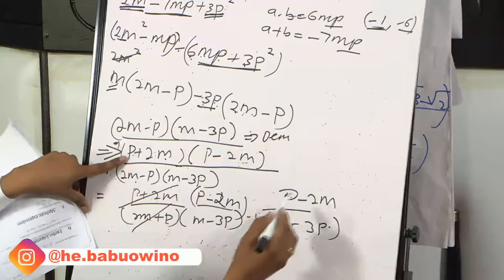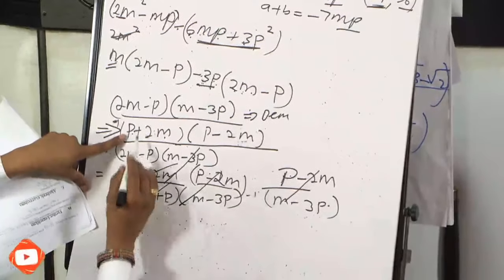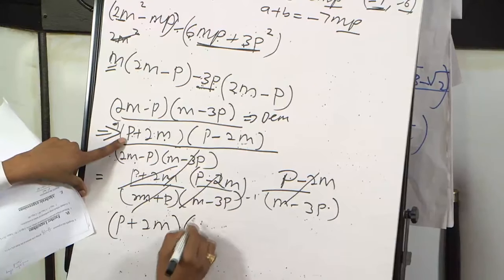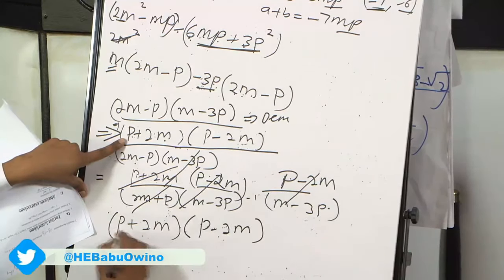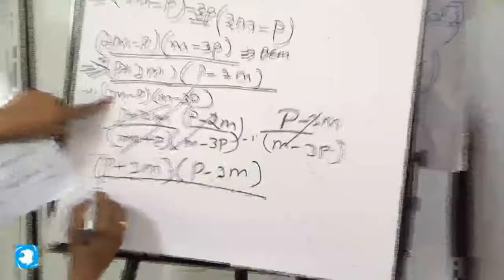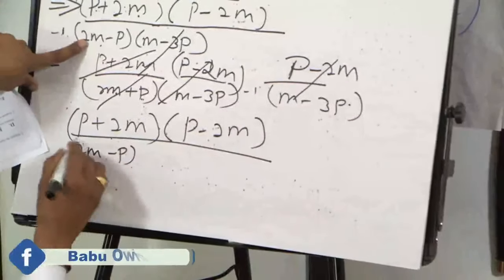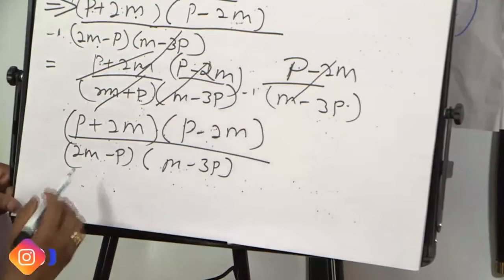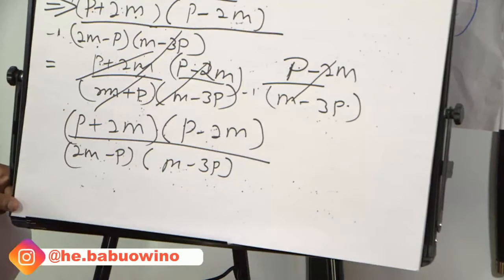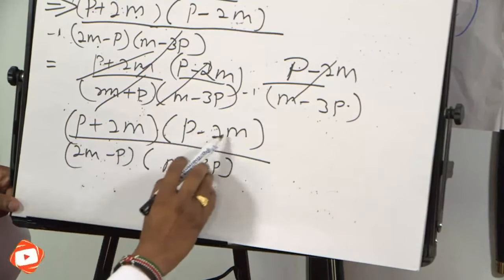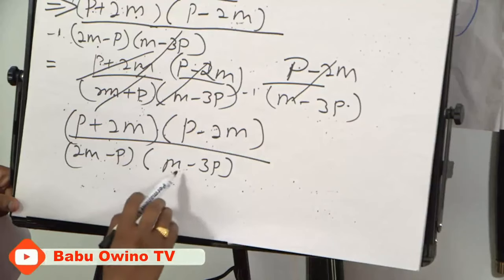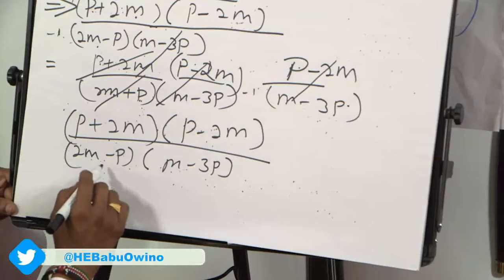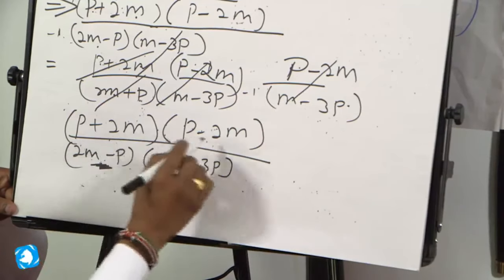We start, just forget about this. So we start from here. P plus 2m into p minus 2m divided by 2m minus p into m minus 3p. So you can clearly see from here, we have p plus 2m into p minus 2m divided by 2m minus p into m minus 3p. So introduce the negative so that at least this becomes a factor of one of this.